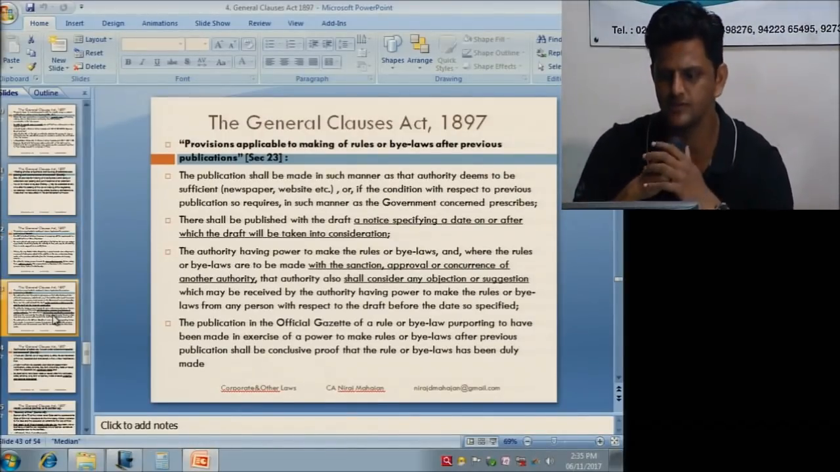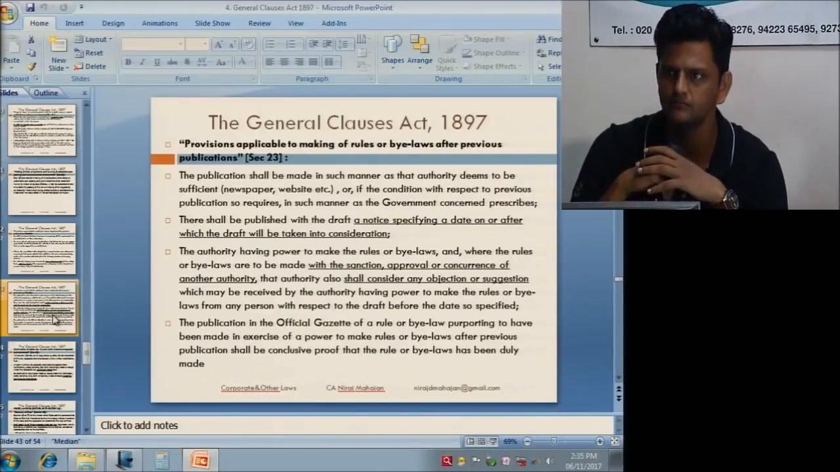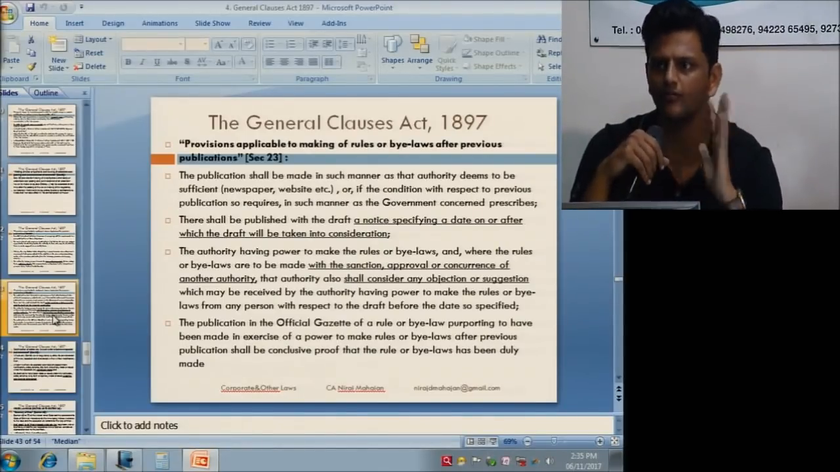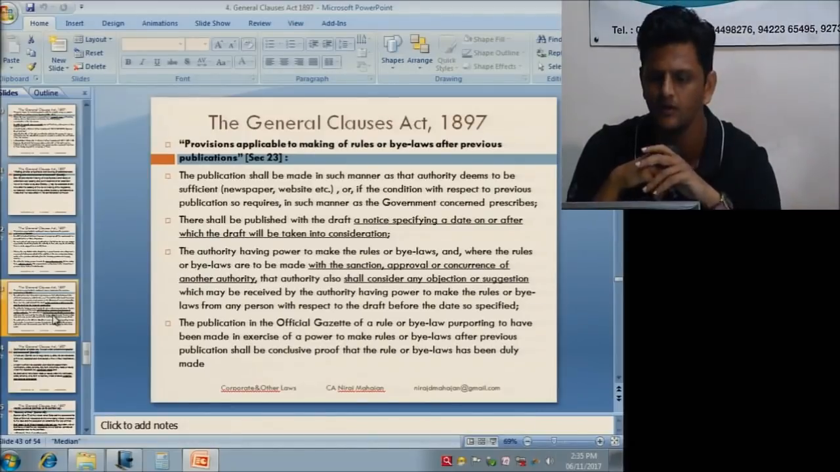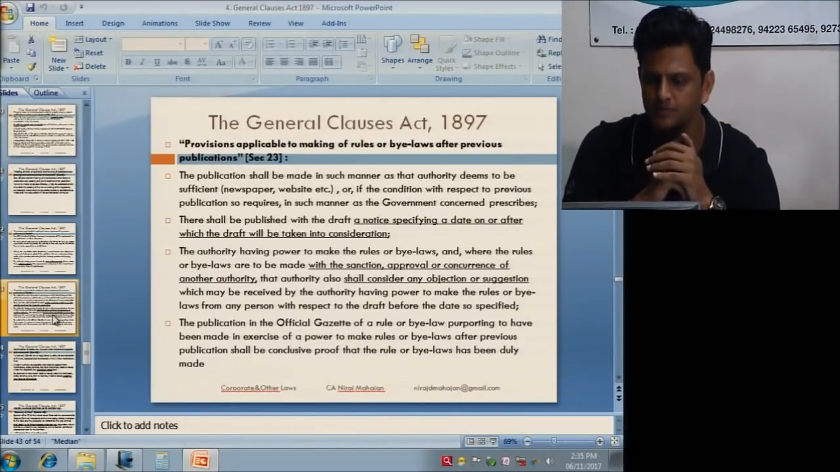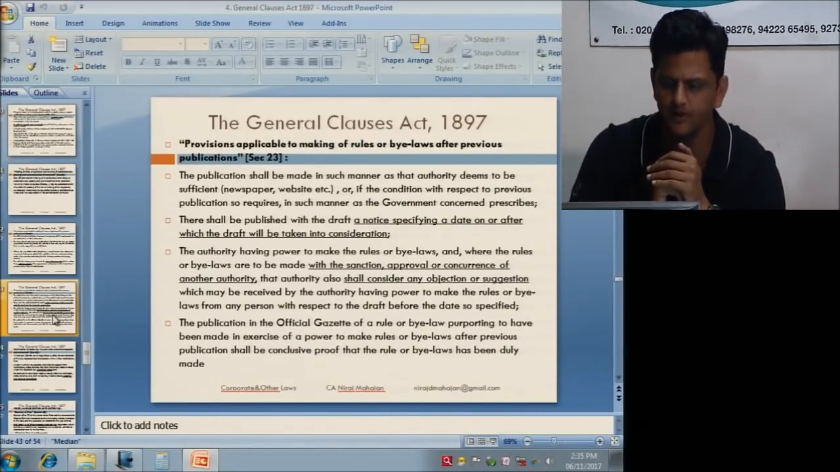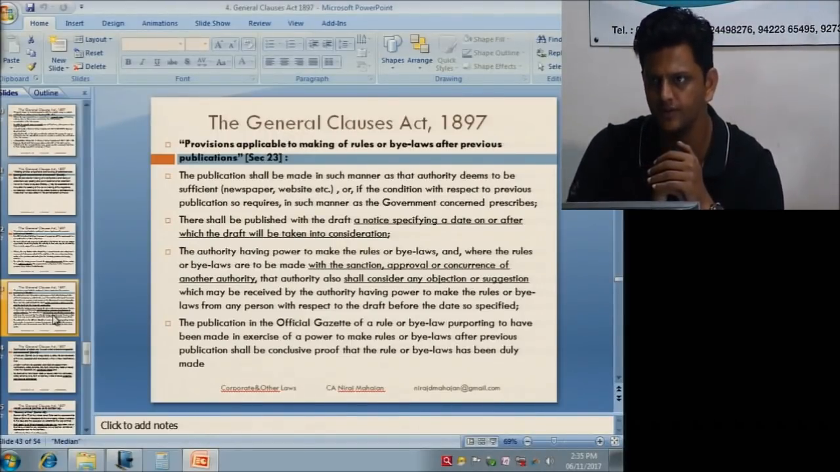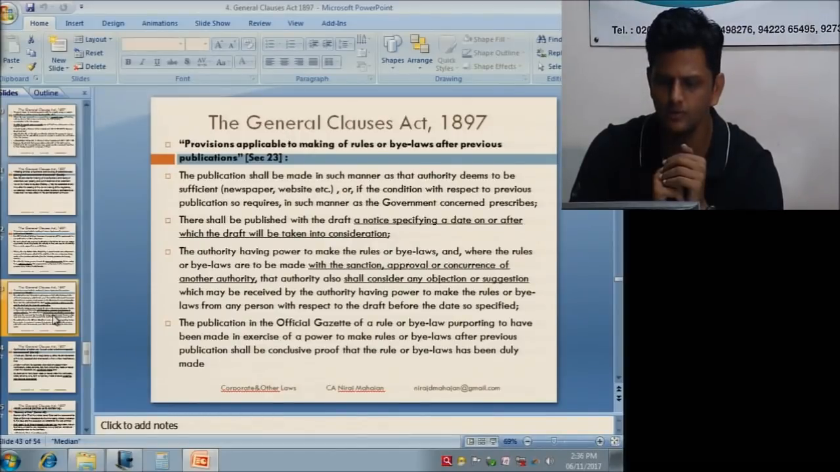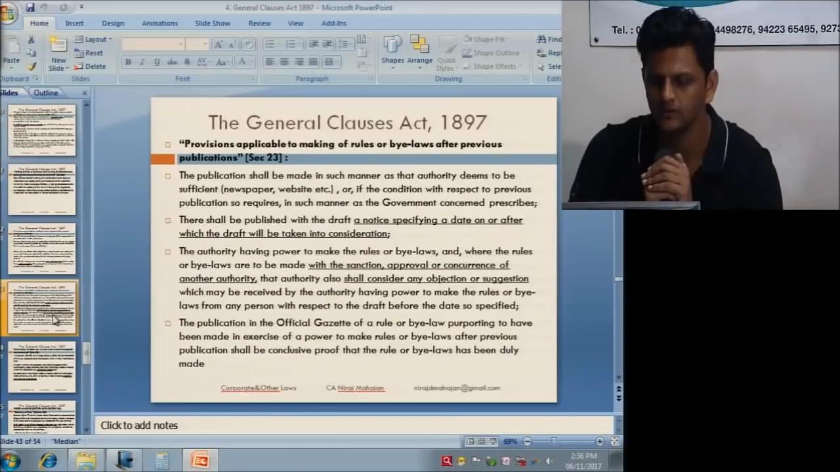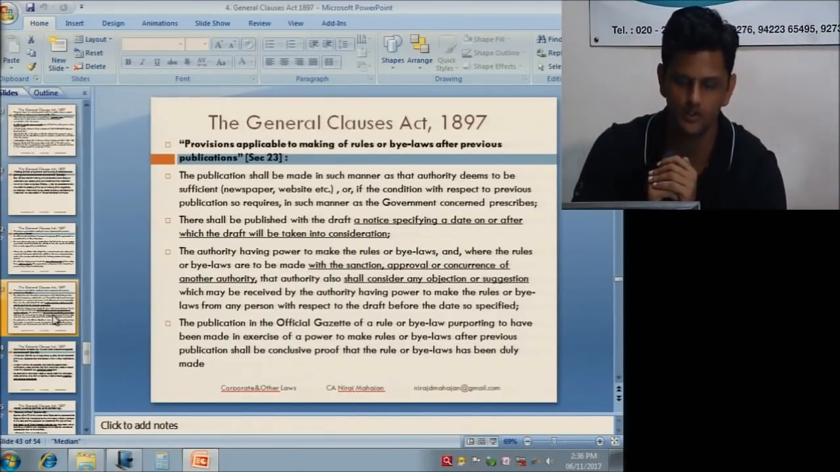Then the process is given for how you can publish that, correct? Publication of draft rules; draft we are talking of before finalization. You can publish it anyhow: newspaper, website, etc. There shall be published with the draft a notice specifying a date on or after which the draft will be taken into consideration for finalization. Where the rules or bylaws are to be made with the sanction, approval, or concurrence of another authority, that authority also shall consider any objection or suggestion which may be received.